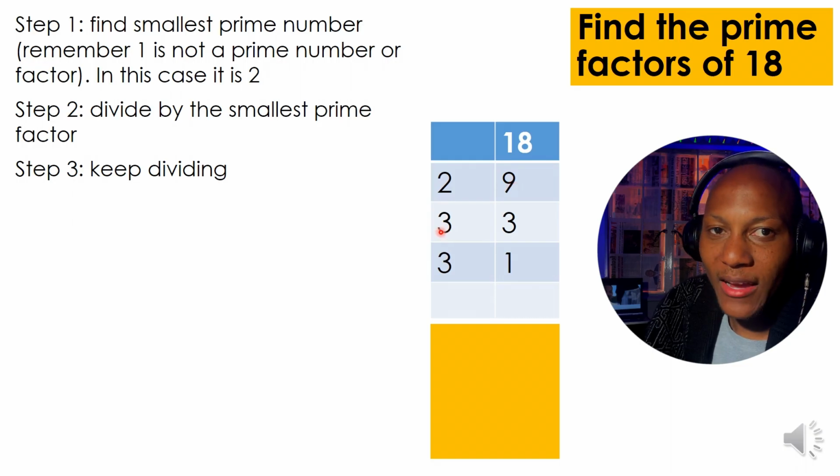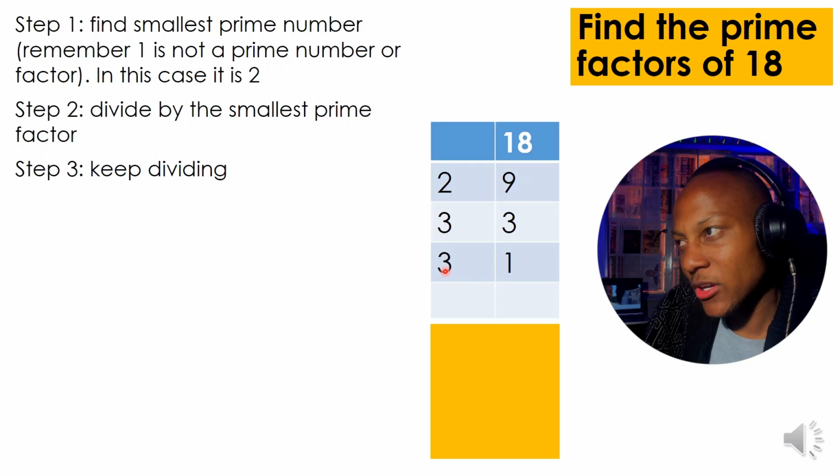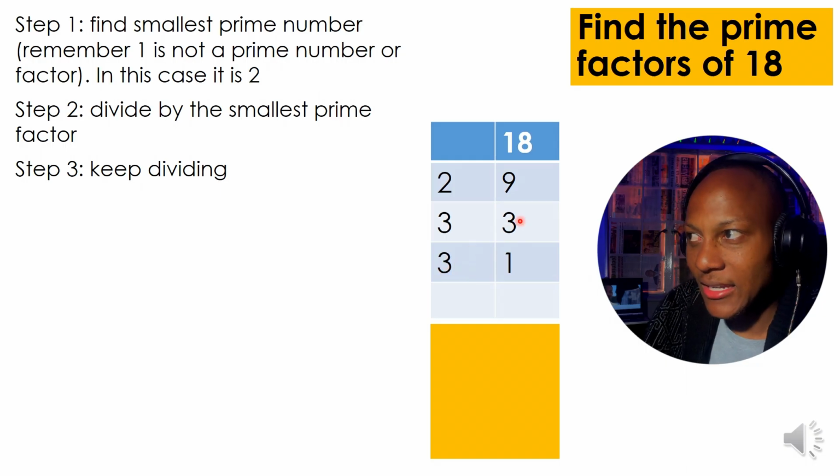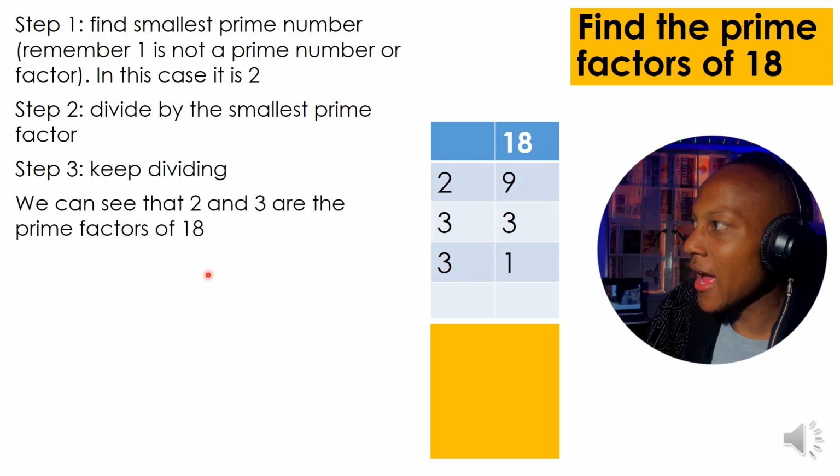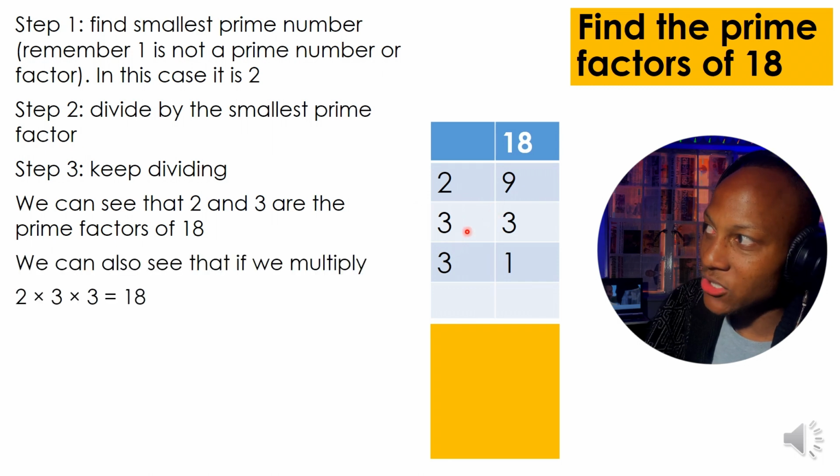The smallest prime factor of 9 is what? 3. 3 into 9, you get 3. The smallest prime factor of 3 is 3. 3 into 3 is 1. So now we can see that 2 and 3 are the prime factors of 18, because we have a 2 here and these 3s, they're the prime factors of 18.